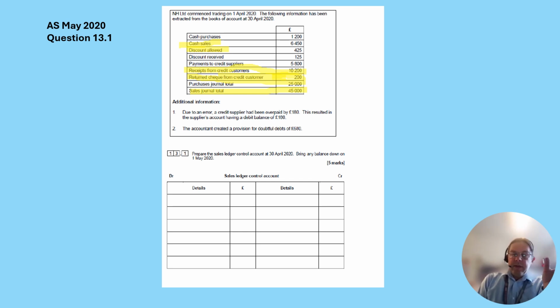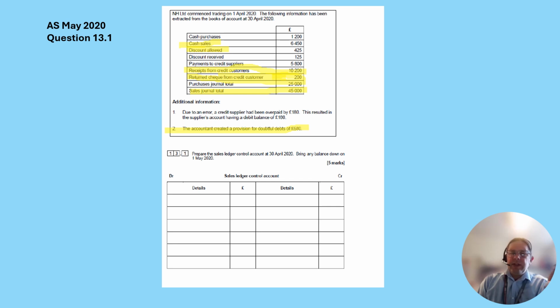So we put that on the debit side as 45,000. We don't use the credit cash sales. We don't do anything silly with any of the additional. The sales journal total, we cannot change that figure. That is the 45,000. We then have two notes. One of them is about overpaying a supplier, obviously not relevant for sales ledger, but one of them is we've created a provision for doubtful debts of £680.